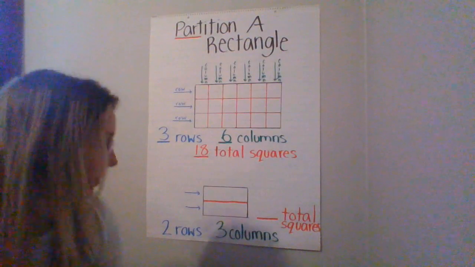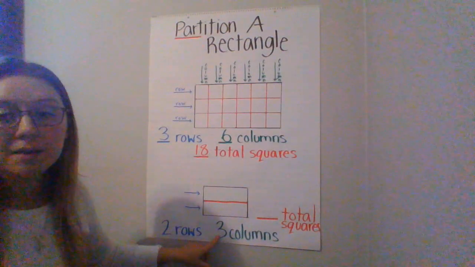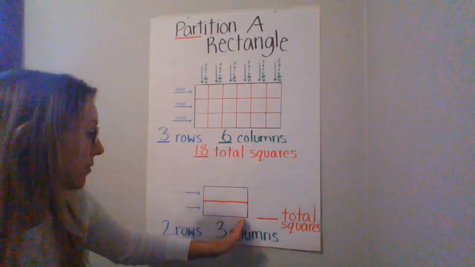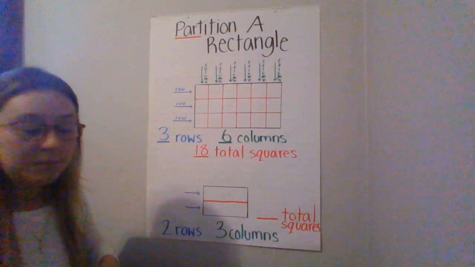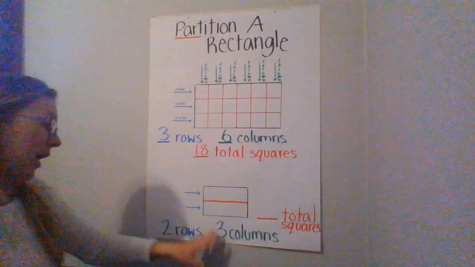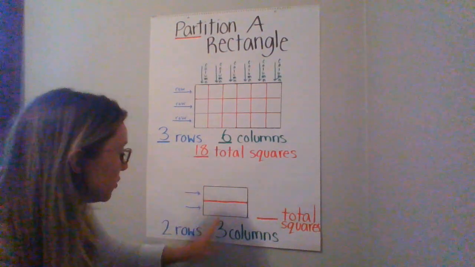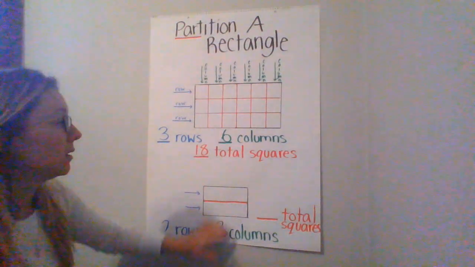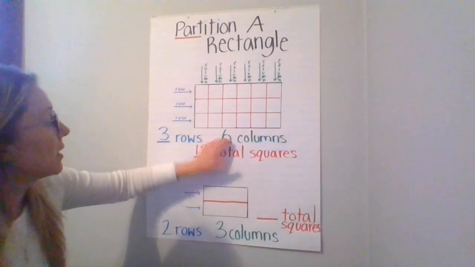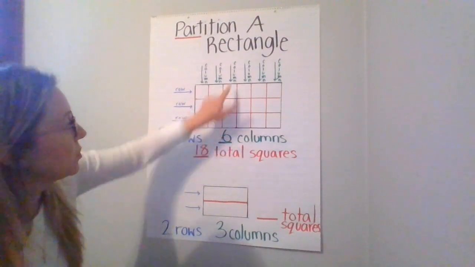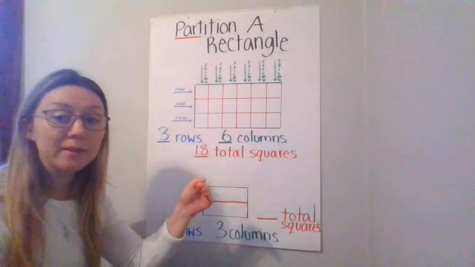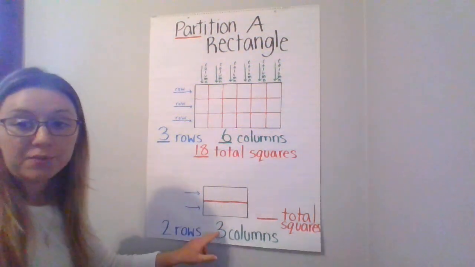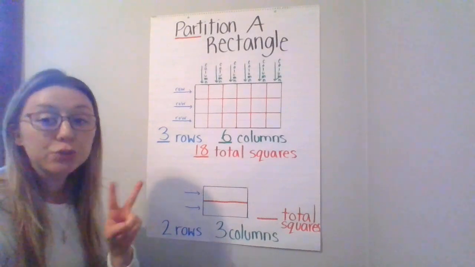All right, I also want to have 3 columns. Remember, columns go up and down or vertical. So I have to draw vertical lines to make columns. Now, in order to get 3 columns, I'm going to have to draw how many lines? Well, to get 6 columns up here, I only had to draw 1, 2, 3, 4, 5 red lines. So you always want to go 1 less than the number you want. So if I want 3 columns, I need 2 lines.